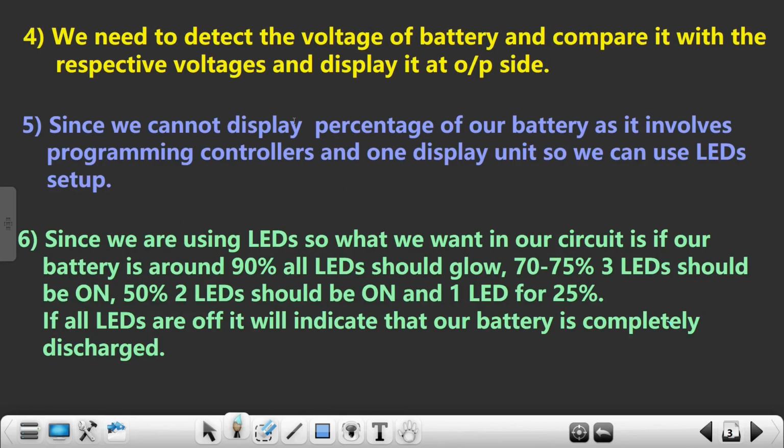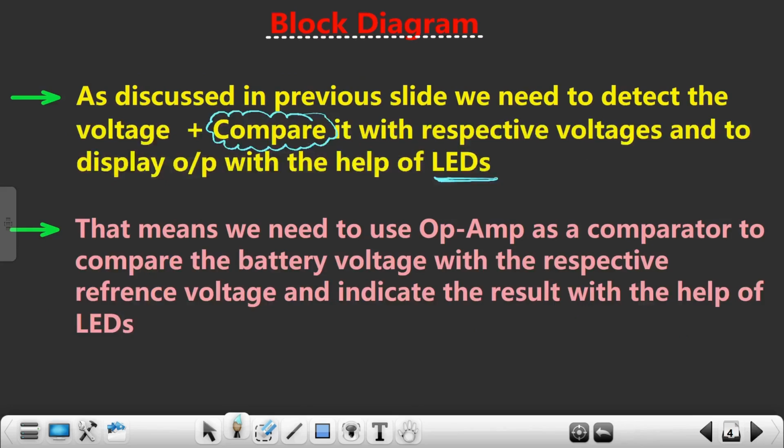As I had already mentioned, we need to detect the voltage. Over here I had mentioned detect the battery voltage, and then we need to compare it with the reference voltage. Let me proceed further. Now what does that mean? That means the word itself states that we need to make use of opamp as a comparator. So basically we should operate opamp as a comparator in this particular mini project. What a comparator does is it compares two different voltages, and then it gives plus VCC or minus VCC depending upon the input voltage it gets, right?